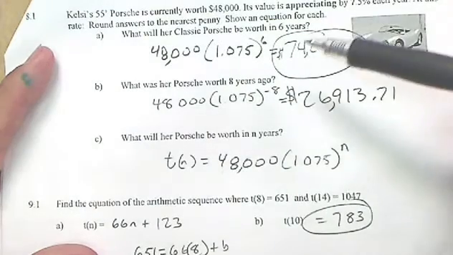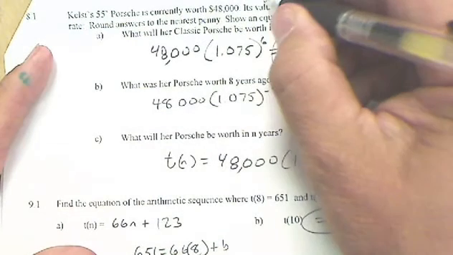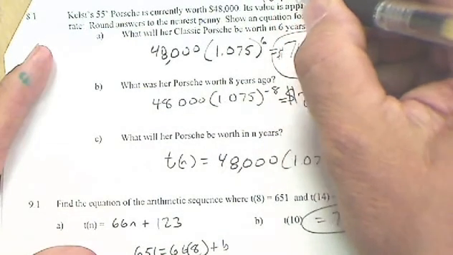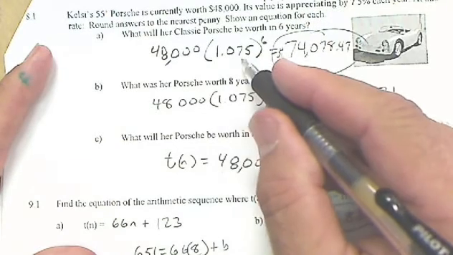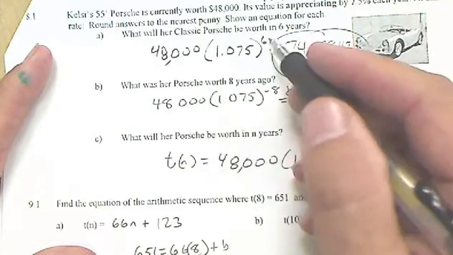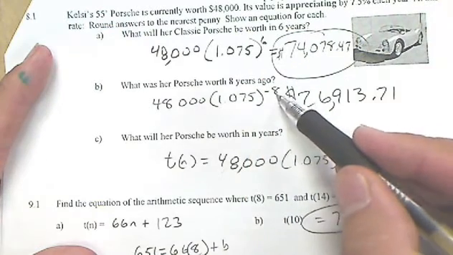Talked about this one today. It's appreciating by 7.5%, so that's 100% plus 7.5%, and you get 107.5%. That's a percent. Write it as a decimal, and then you can use it. So in 6 years or in -8 years.